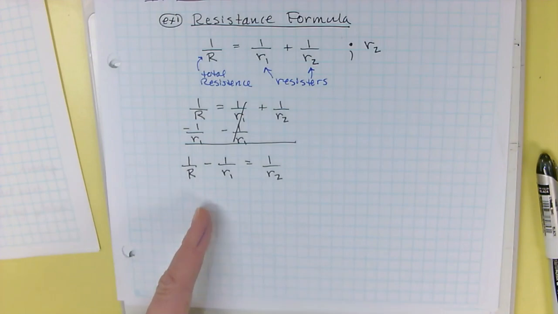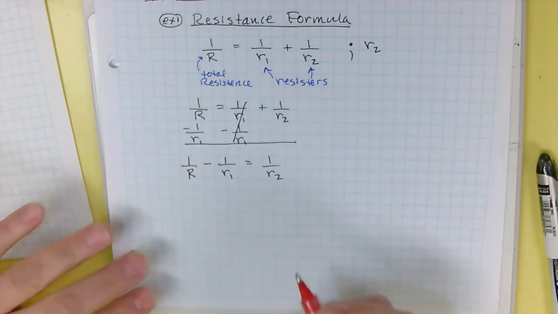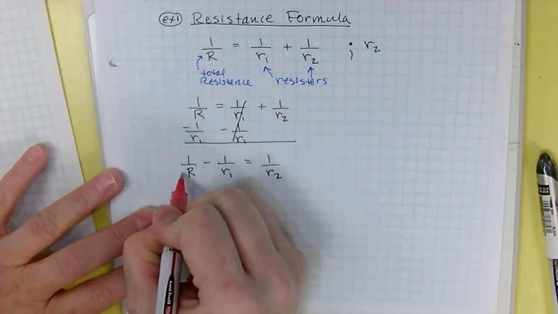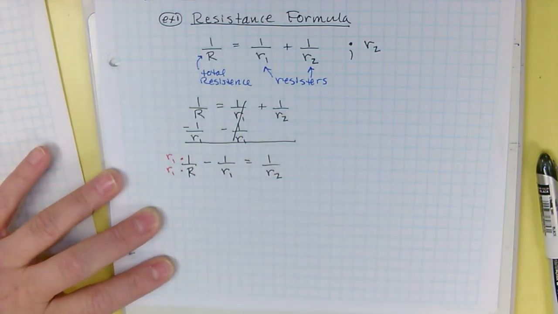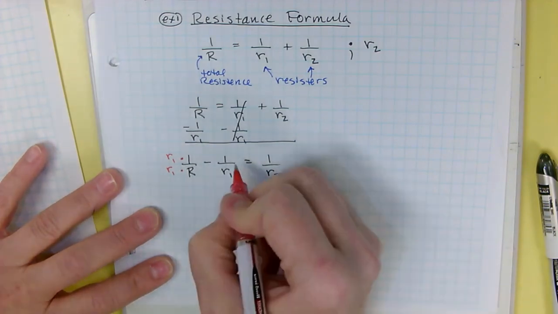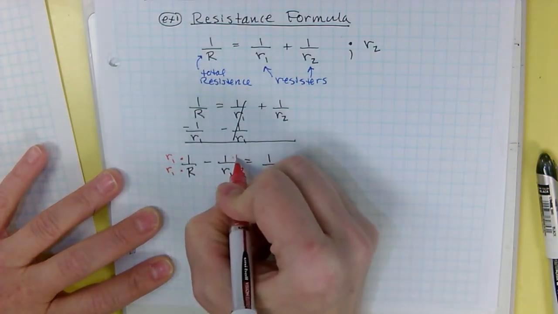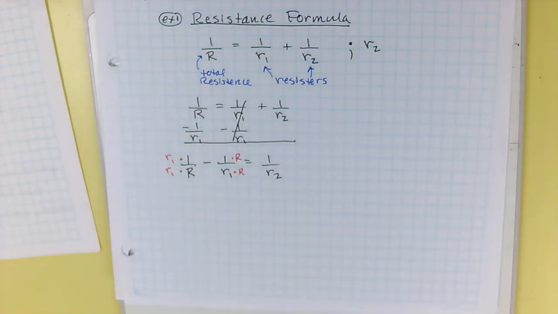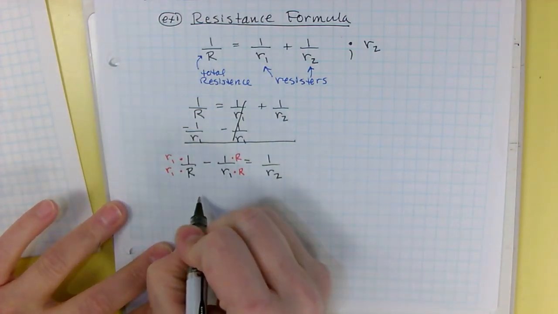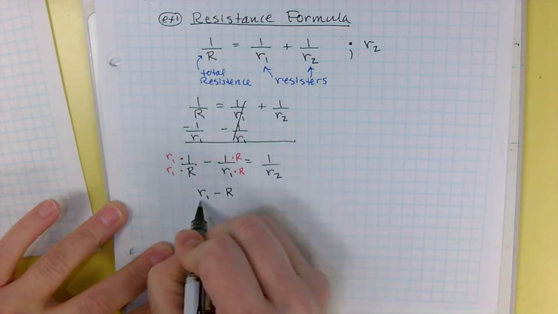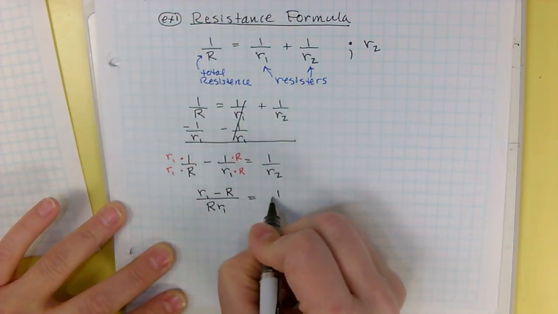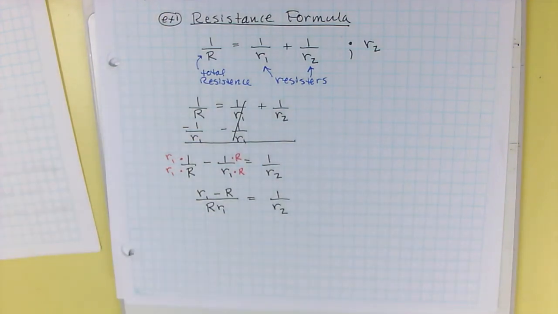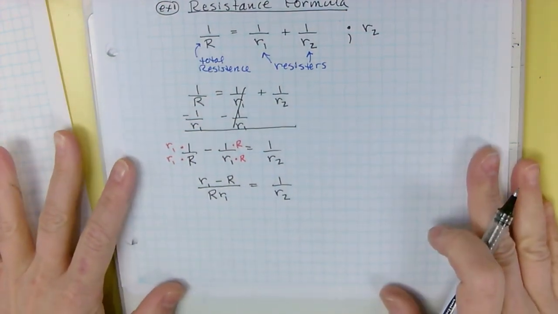So we're going to put these two together using what you already know. So to get a common denominator, the first one needs an r sub 1. So multiply by r sub 1 over r sub 1. The second one needs a capital R, so multiply by R over R. Now that they have a common denominator, put them together. You get r sub 1 minus R all over capital R times r sub 1. So all we did there was add fractions, which we've been doing.